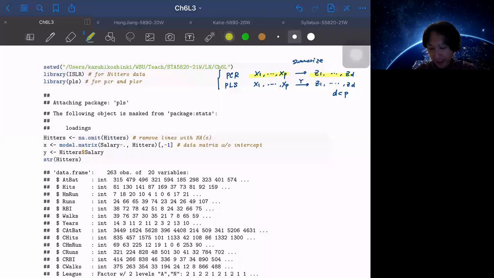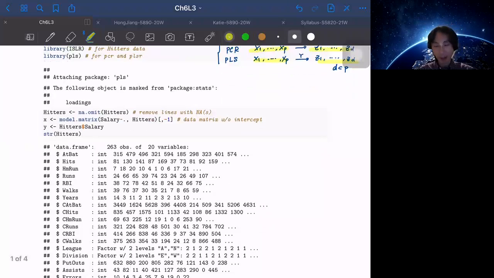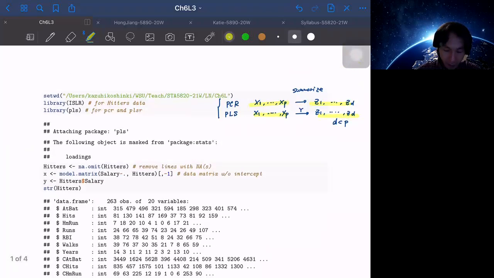PLS makes some trick, but logically it should work better because we use the information of Y to summarize the data. So the way to summarize the data is more optimized to predict Y. And both methods can be dealt with in the pls package. I don't know what PLS means, partial least squares, but it also includes PCR.